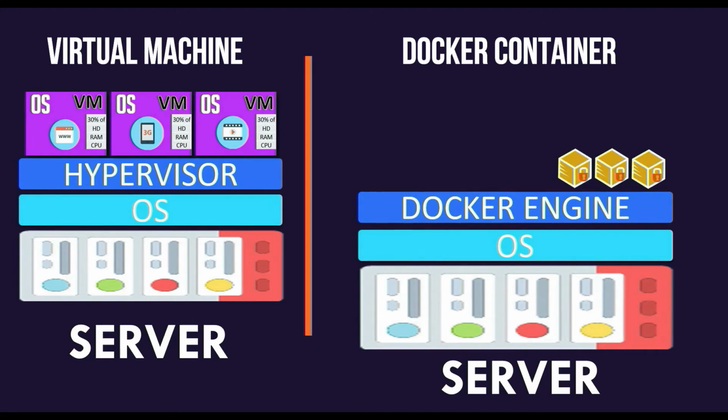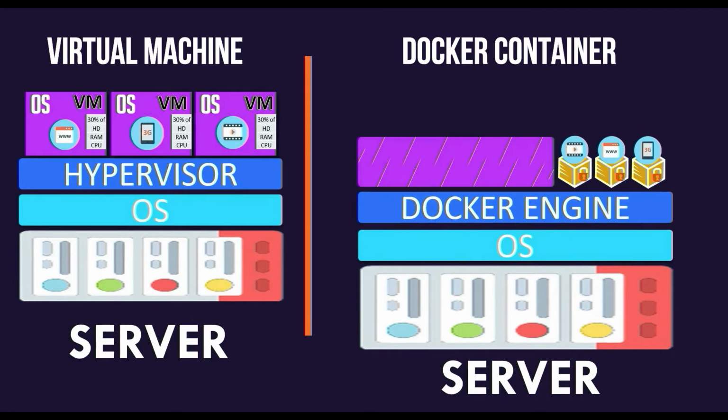Now these containers are slices of our operating system and share the same hardware resources. And in these containers, we run our applications in isolation. One application per container. These containers can be as small as 10 MB. So you can imagine how much space we can save.